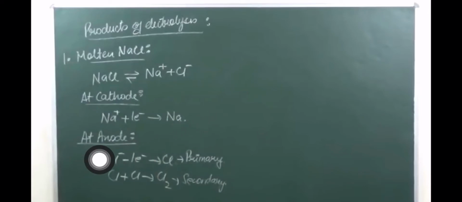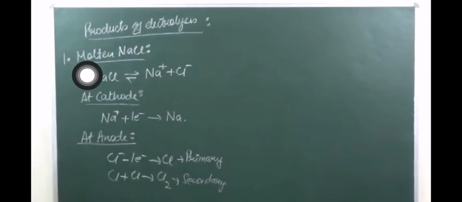Now what will happen at the anode? At the anode electrons will be donated, that is, oxidation is going to take place, right? So Cl- will lose one electron and give Cl. Now this Cl and Cl will combine and form Cl2, that is chlorine gas. So two reactions will occur at the anode. This is the primary reaction and this is the secondary reaction.